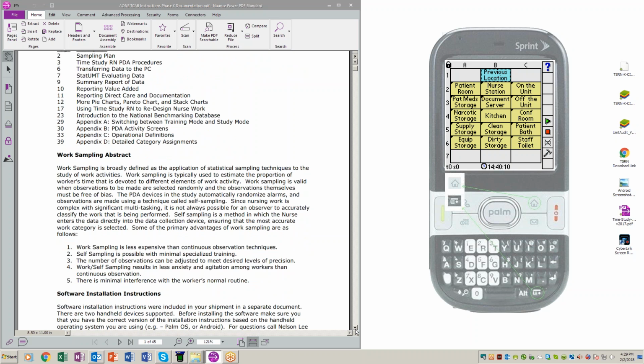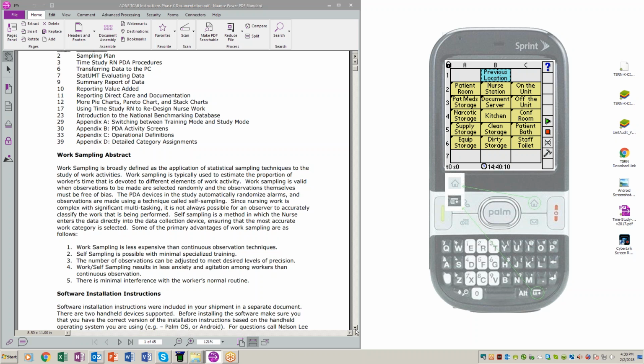TimeStudyRN uses a methodology called self-work sampling to capture the data required to measure how caregivers spend their time. Work sampling is broadly defined as the application of statistical sampling techniques to the study of work activities. Work sampling is typically used to estimate the proportion of workers' time that is devoted to different elements of work activity. Work sampling is valid when observations to be made are selected randomly and the observations themselves must be free of bias. The PDA devices in the study automatically randomize alarms, and observations are made using a technique called self-sampling.